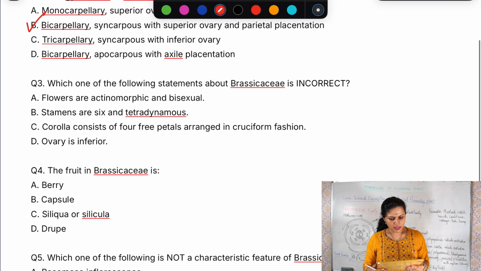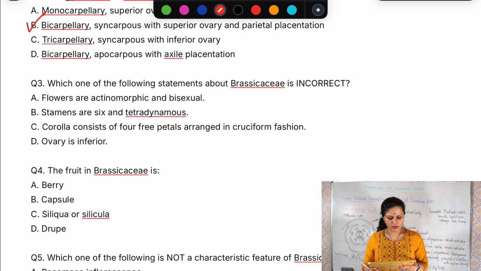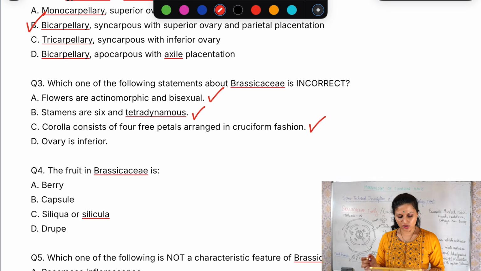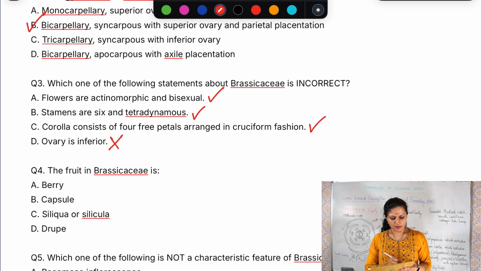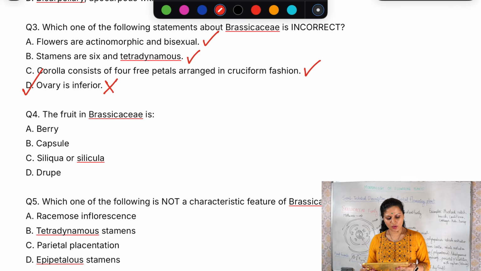Next, question number 3. Which of the following statements about Brassicaceae is incorrect? Flowers are actinomorphic and bisexual. This is correct. Stamens are 6 and tetradynamous is also correct. Corolla consists of 4 free petals arranged in cruciform fashion. This is also correct. Ovary is inferior. This statement is wrong. So option D. The fruit in Brassicaceae is siliqua or silicula. Option C is correct.